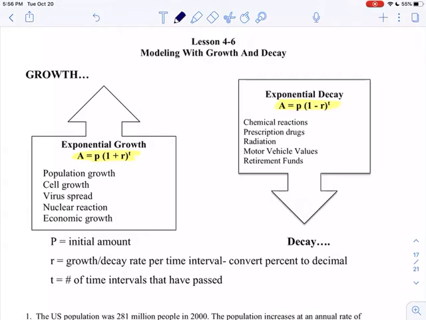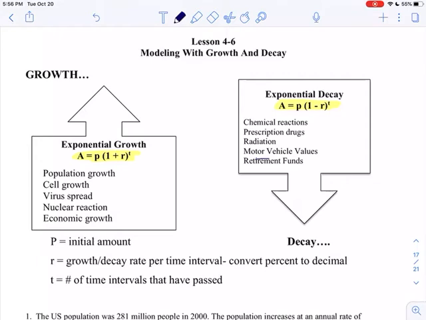Well, I wrote some examples. Let's look at examples first. Examples of growth are population growth, cell growth, a virus spreading, nuclear reaction, economic growth. So it could be talking about money in a bank account, anything like that that's growing. Exponential decay can be chemical reactions, prescription drugs, radiation, motor vehicle values, your car depreciates, retirement funds. Okay, so any of that can be decay.